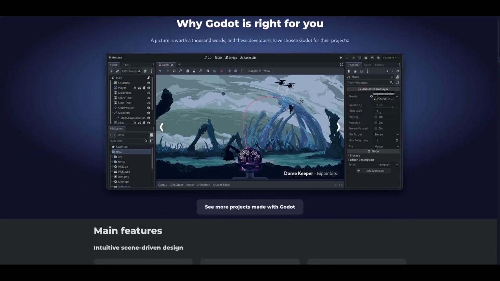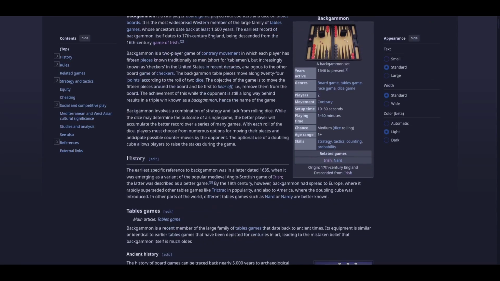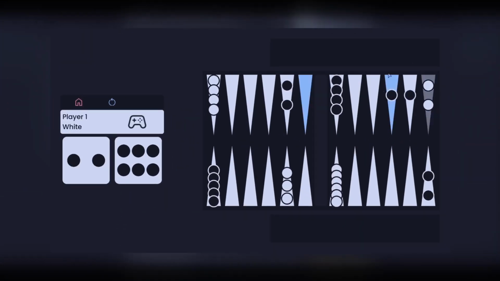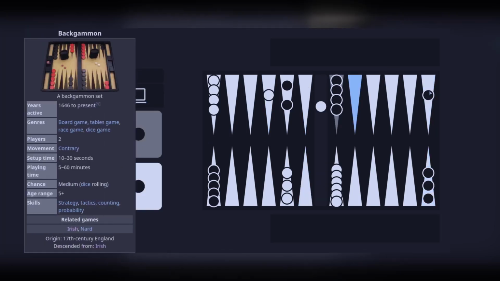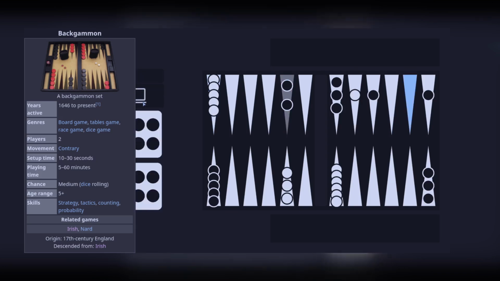This is Godot, the greatest open source game engine with its own Python-like language. And this is Backgammon, the oldest board game, first introduced in 17th century England, to survive the millennium, and it's time that I made it in 7 days.